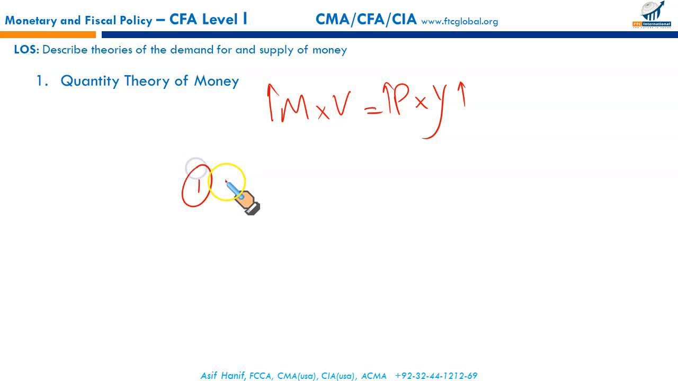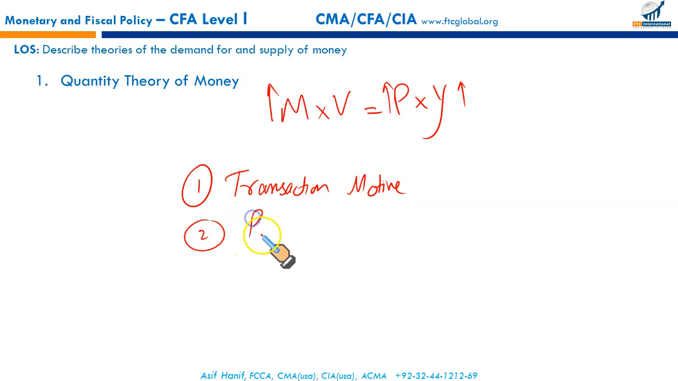First is what he called the transaction motive. Transaction motive means we need money to make purchases, to do transactions. Second is the precautionary motive. Precautionary motive means I need money in case of emergencies. So holding money in case of emergencies is what you call the precautionary motive.